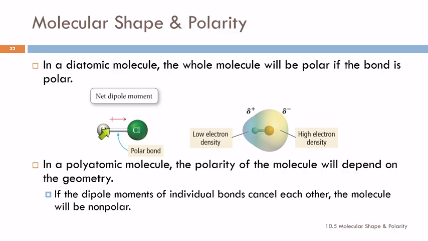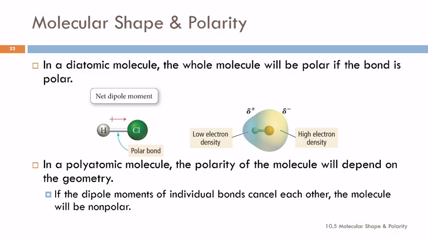In a hydrogen chloride molecule, the chlorine is more electronegative, and so it pulls the electron density away from the hydrogen. We could draw it like this, where this cloud represents the electron density. There's higher electron density around the chlorine than there is around the hydrogen. So the chlorine end of the molecule has a partial negative charge. The hydrogen end has a partial positive charge. So the molecule is polar. If you put this in an electric field, you can get all the little molecules to line up by applying an electric field to it.